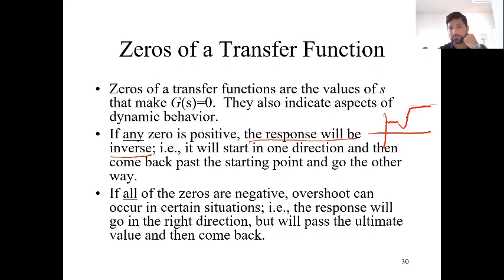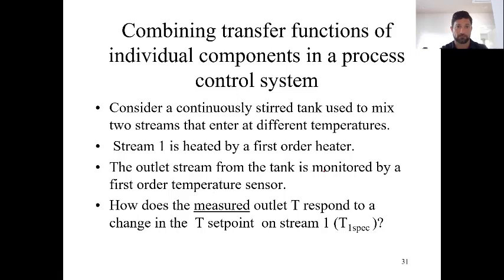This is good to know because you might make a change to your process and think, wait a minute, something's wrong. It's going the wrong way, and then stop it. But you'll know based on the transfer function that it's going to initially respond that way and recover the opposite way. If all of the zeros are negative, then the process can have overshoot. What overshoot means is that if this is going to be the final steady state of the process, then the process can overshoot and then come back down. Okay, so that's some information that you can get from the zeros of the transfer function.